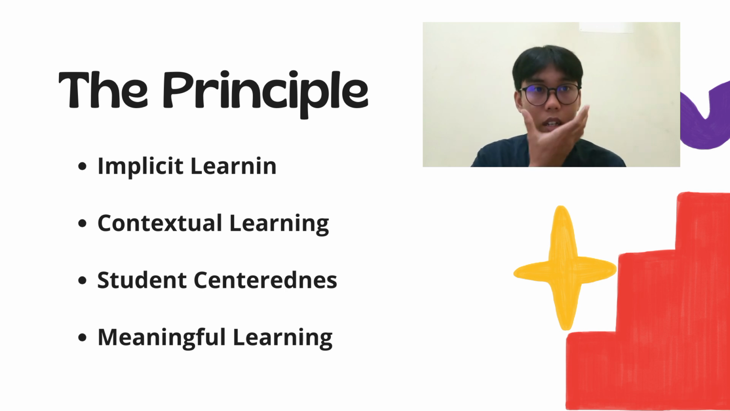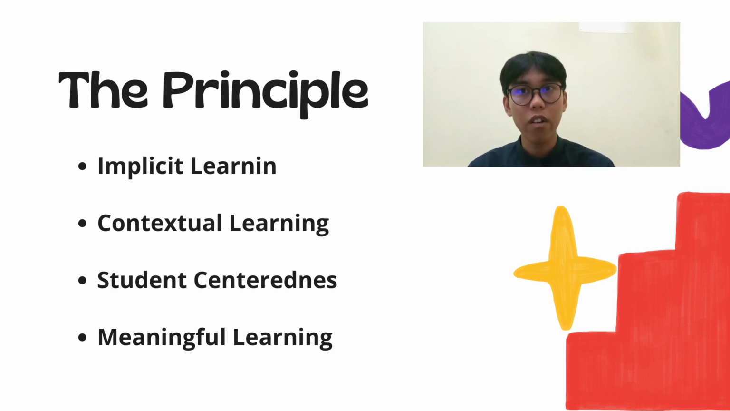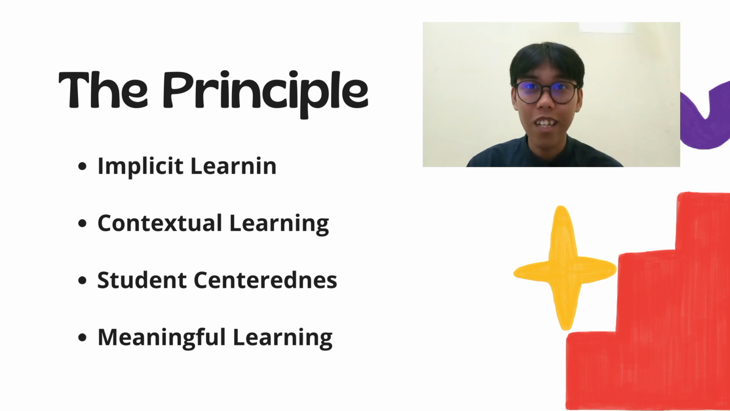TEYL has four principles. The first is implicit learning. So, what is implicit learning? Implicit learning occurs when learning happens without conscious awareness or direct intention to learn. Children can absorb language through repeated exposure to naturally used language without being explicitly taught grammar rules. This process happens automatically and doesn't feel like formal study.